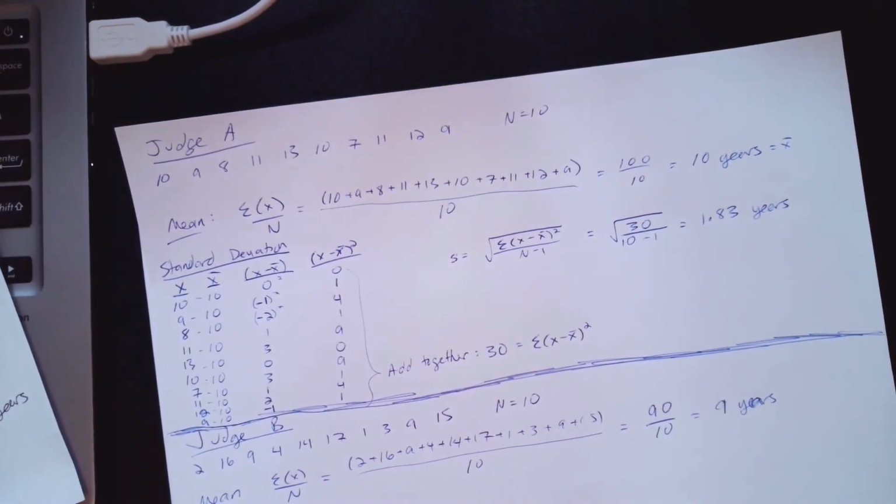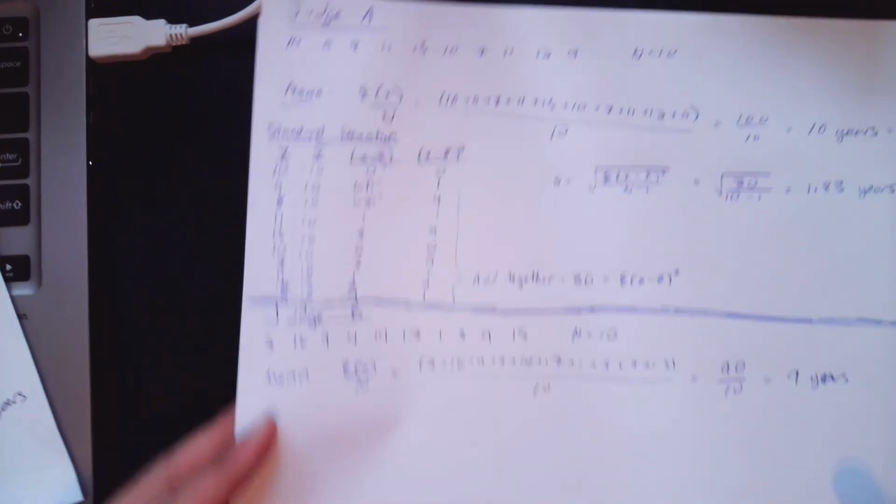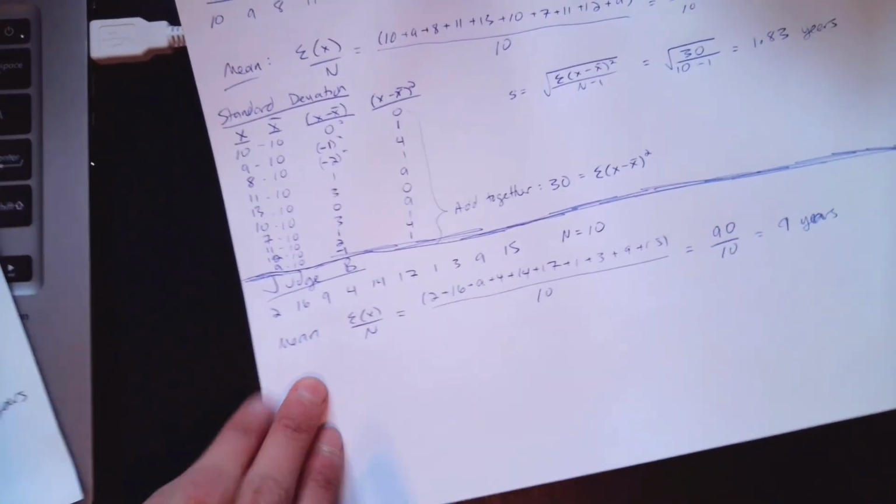And what this means is that the average distance between the observations and our mean of 10 is 1.83 years. So on average, the sentences assigned by this judge are about 1.83 years away from the mean of 10 on either side. Well, how about judge B? And I'm going to do this one even more quickly.